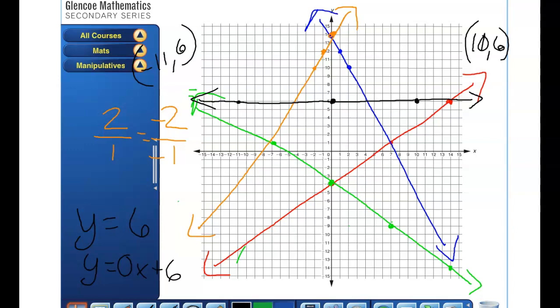What does that make? A star. That's why I extended my lines. It was supposed to make a star. Is that why we needed to use a ruler?